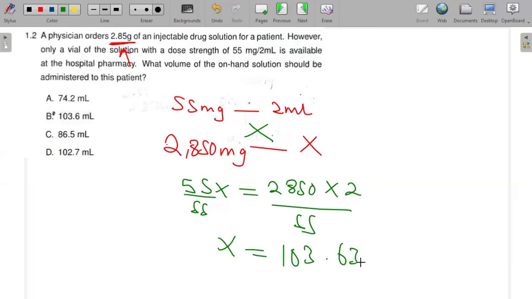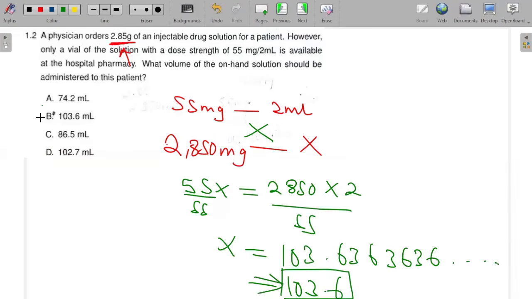103.63663. So they continue to repeat. So if I round this off to one decimal place, I'll just get 103.6. So that will be my answer there. So I go on my options. I'm going to select B as my final answer.